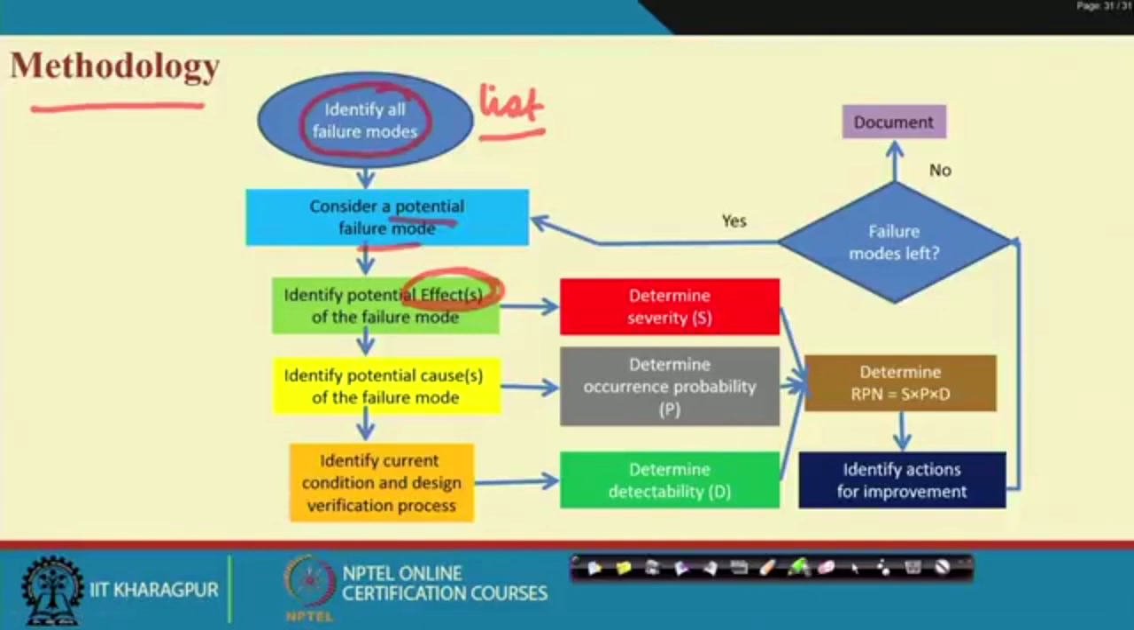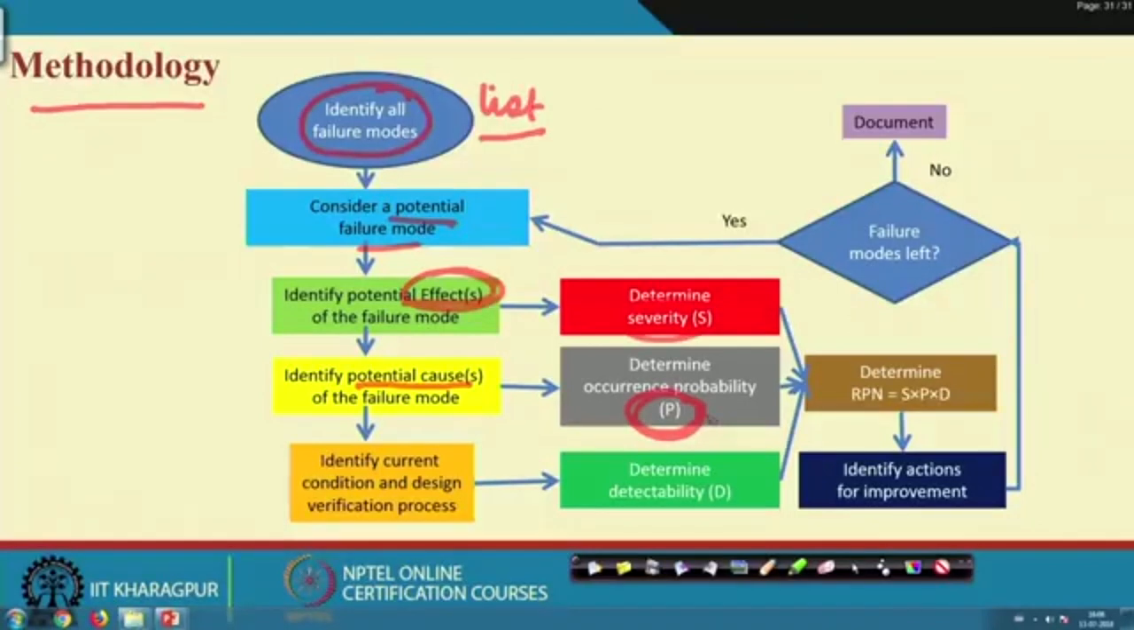Okay. Then the second one, for every failure mode, you find out the causes why that failure mode happens. If the failure mode occurs, what will happen? That is the effect. Why that failure mode occurs? That is the cause. Cause will give you the probability. Effect will give you the severity.